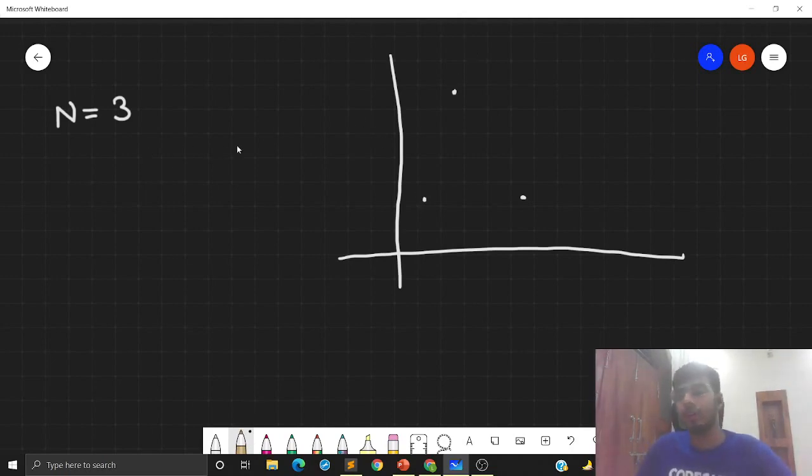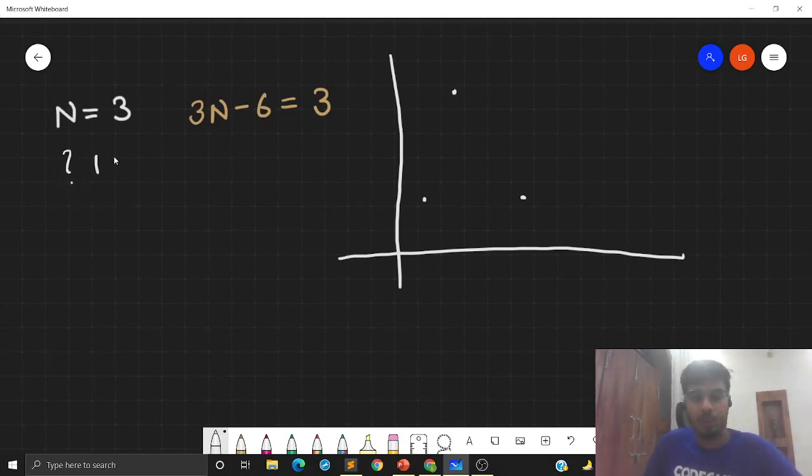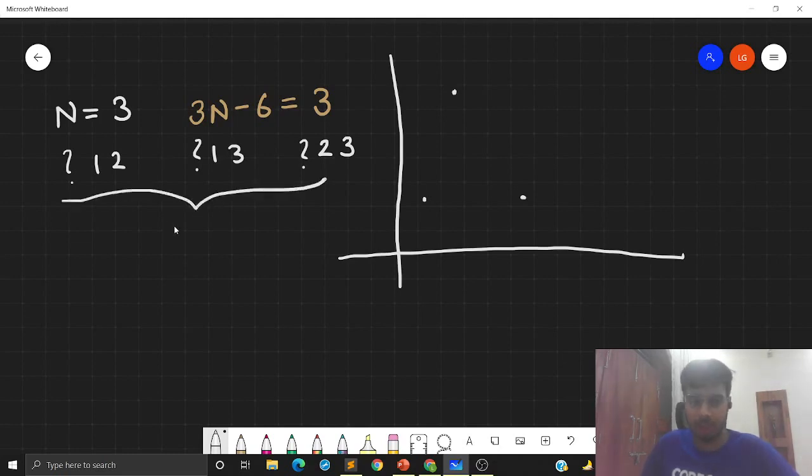However, we want to find out the closest pair of points in 3n minus 6, which is 3 in our case. We want to find out the minimum possible Euclidean distance, or square of Euclidean distance, in 3 queries. This is easy, right? There are 3 possible pairs of points: 1, 2, 2, 3, and 3, 1, and we can ask and figure out. We can just return the minimum of these values. So we will ask 3 queries 1, 2, 1, 3, and 2, 3, and we can return the minimum among all these.